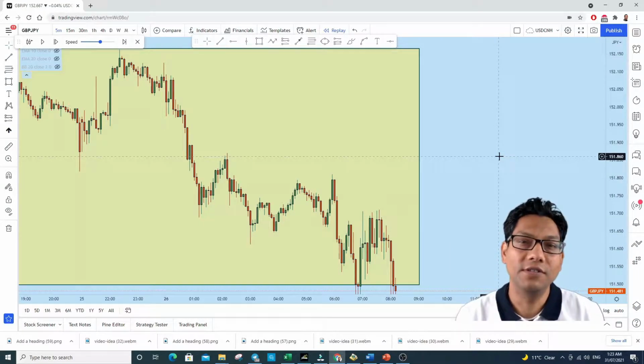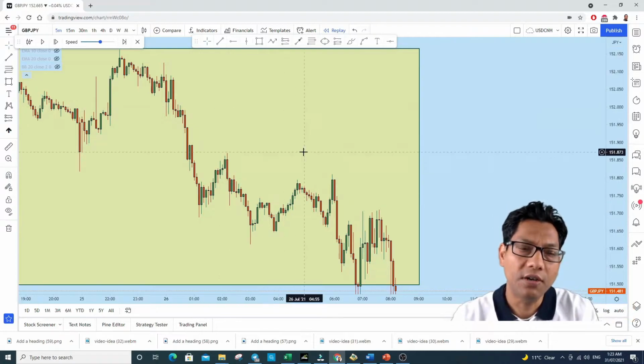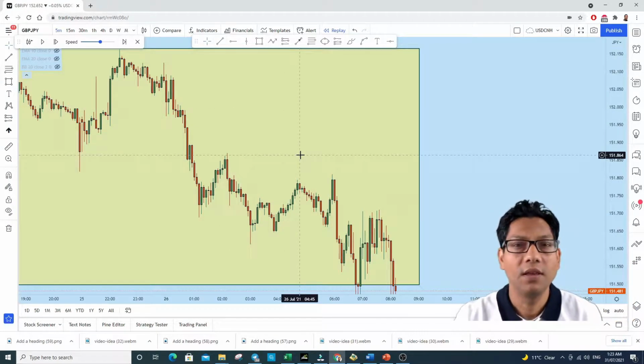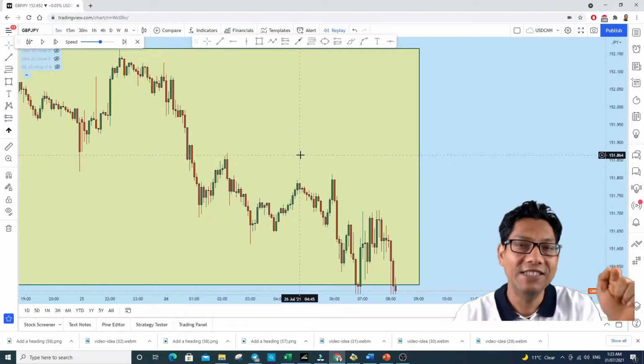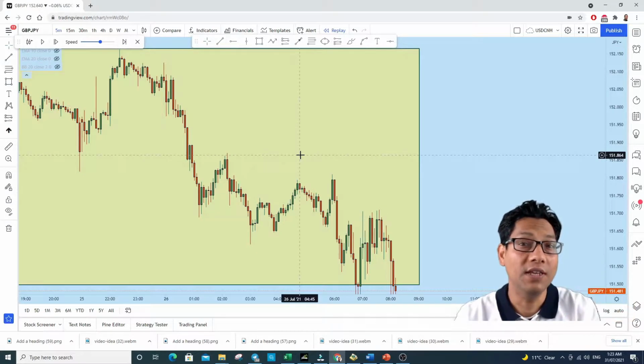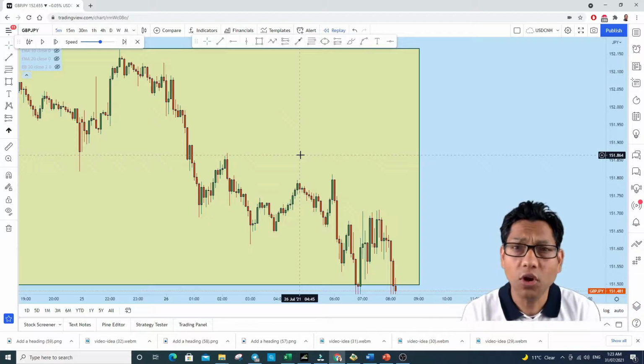What's up, traders? Let me ask you a question. Can you see this chart? Can you tell me if it is in a downtrend or in an uptrend? You might be saying that it is in a downtrend. Is that right? But what if I tell you that it is in an uptrend? You might say, what are you talking about?